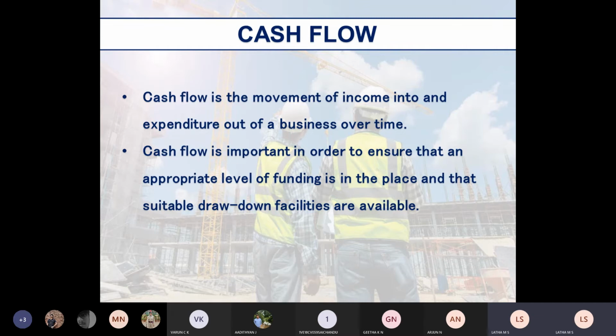That is what you have spent 20 lakhs for this time, and according to the chart you have prepared before the project start, is that matching? This 20 lakhs should have been met at the same time. So cash flow is very important to ensure that an appropriate level of funding is in place and suitable facilities are available. You have to match exactly.